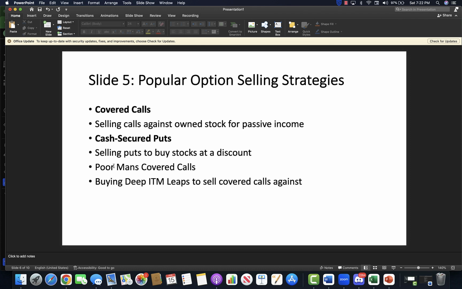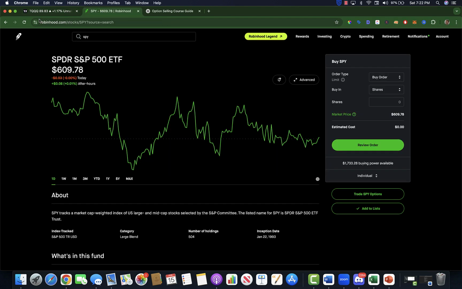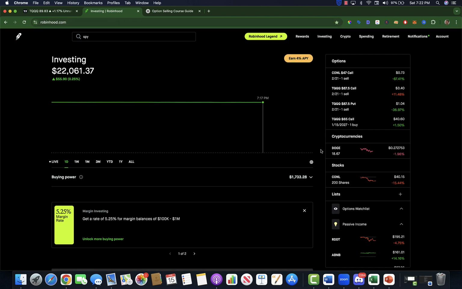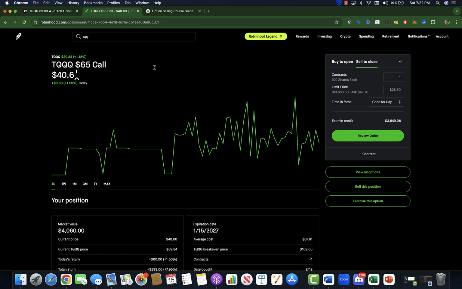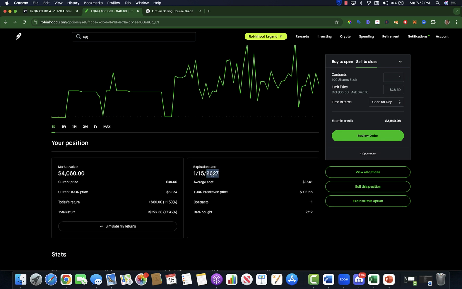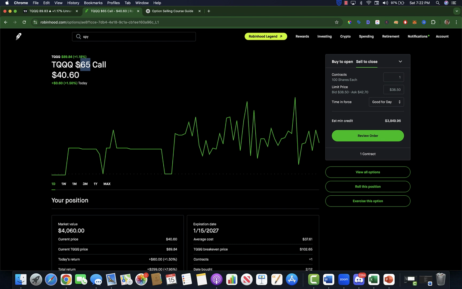Now, the last strategy that I like to do is the poor man's covered call. So we'll show you guys a real example. And it's great that I have a position open for every single example. So a poor man's covered call is the same thing as a covered call, but instead of you buying shares and selling calls, you're buying a deep in the money option. So in this case, as you can see, it expires in 2027 and it's a $65 strike.